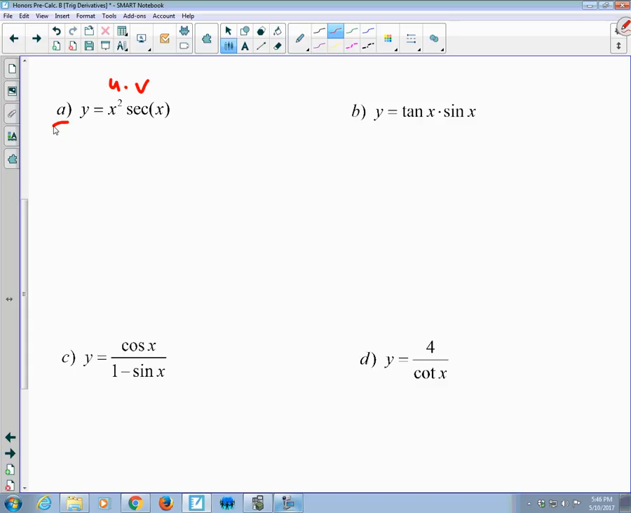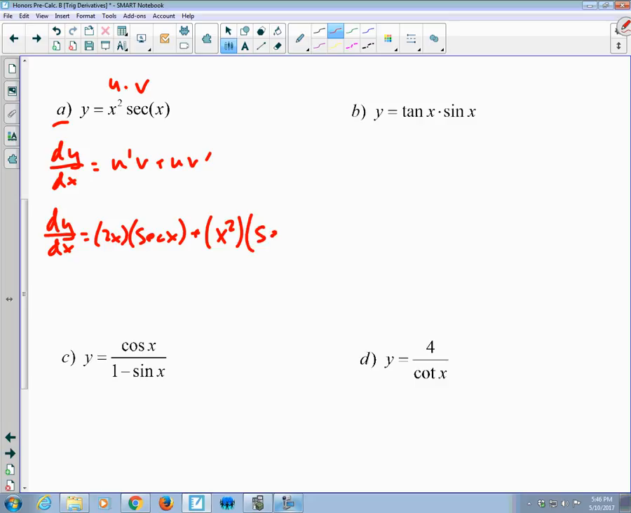rule, right? Which says that our derivative, dy dx, is going to be of the form u prime v plus u v prime. So right here, taking the derivative of this guy, we would say we've got dy dx equals, and now the derivative of x squared times secant is going to be our u prime v. So right here we would have 2x and then times secant x, and then plus our u v prime, so that's going to be our u of x squared times our v prime, which is going to be the derivative of secant, which is secant x tan x. So we've got our u as x squared, and then our v prime as secant x tan x. And that would be the derivative of this product, right?